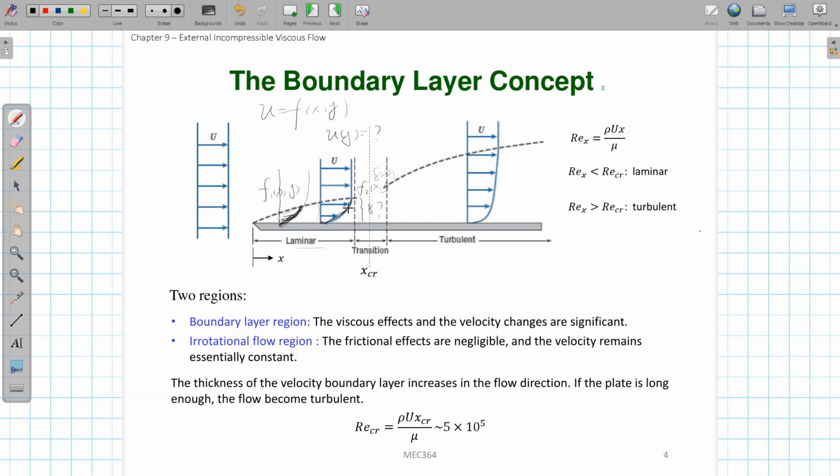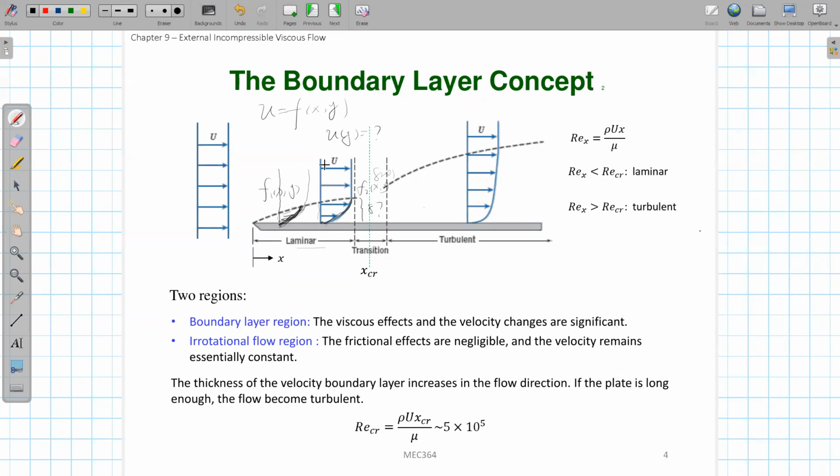Whether or not this assumption is valid, we can verify later by comparing the result we get from this assumption with the real experimental data. If with this assumption we develop a solution and compare it with experimental data, and it agrees very well, that means this assumption is valid. If not, then this assumption is wrong. Let's assume this shape is similar. Moving from this location to this location is just like scaling a delta on the y direction, and correspondingly scaling a delta x on the y direction.